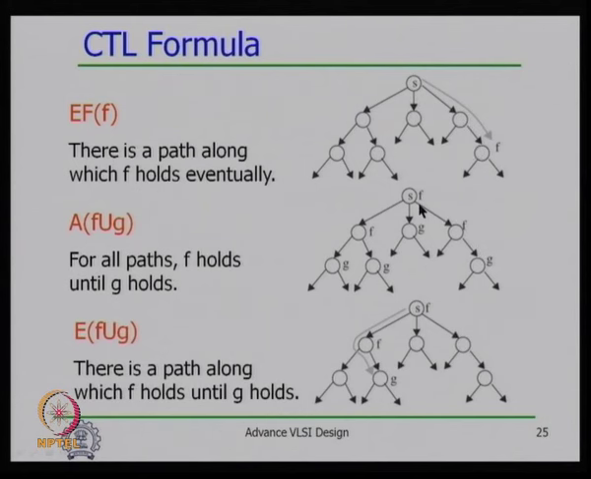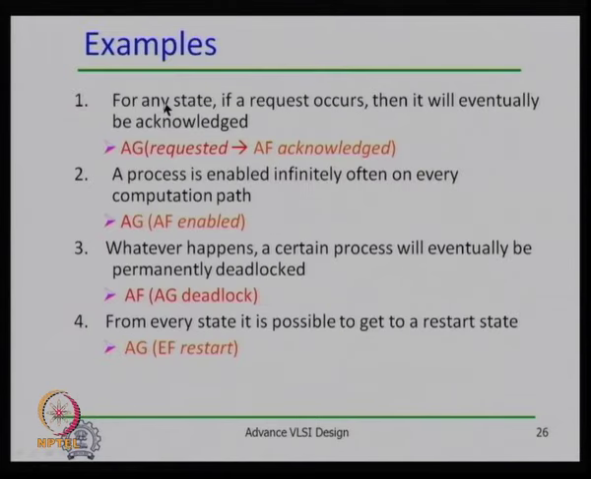AU says that here f should hold good in all the paths until g holds good. So now here g holds good, here g holds good, here g holds good. EU is defined such that f should hold good at least in one of the paths until g holds good. So now some of the examples that we can see are like this.